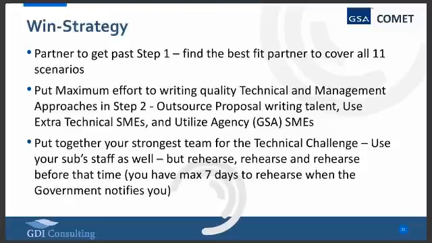Okay, now another thing that we want is maximum effort in writing quality technical and management approaches. So put the maximum you can in those. This part, in other words step 2, is essentially your writing capability. It has nothing to do with your past performance or price or how you write your team for the technical challenge or anything like that. Essentially, this is writing. So you really need to shine. Based on that, our suggestion is outsource the proposal writing talent, use extra technical SMEs. Even if you have in-house SMEs, bring in more SMEs so they review and review and review. And then finally use an agency SME.